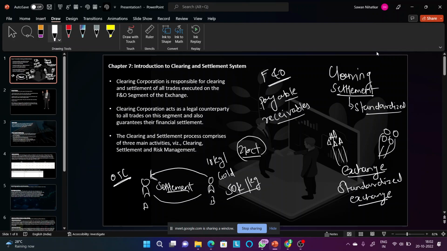So in case of this particular transaction, party B which is going to deliver the underlying asset to A, and party A which is going to pay the amount of money to party B, this is what we call clearing the trade. Settlement is the name for that procedure. Clearing means whatever dues there are, let's say party A has to pay party B 5 lakh rupees, so when they pay 5 lakh rupees, it means the trade has been cleared.